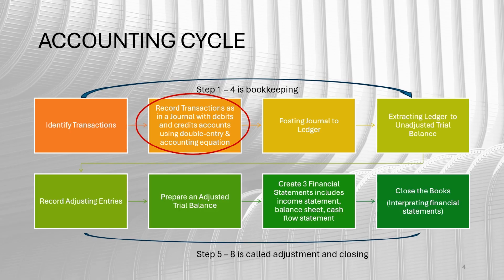Recall the accounting cycle we have studied in previous lessons. The accounting cycle consists of 8 key steps. Steps 1 to 4 are called bookkeeping tasks, including identifying transactions, recording transactions, posting to the journal, and preparing an adjusted trial balance. We are still focused on bookkeeping. We're in the second step of the accounting cycle.